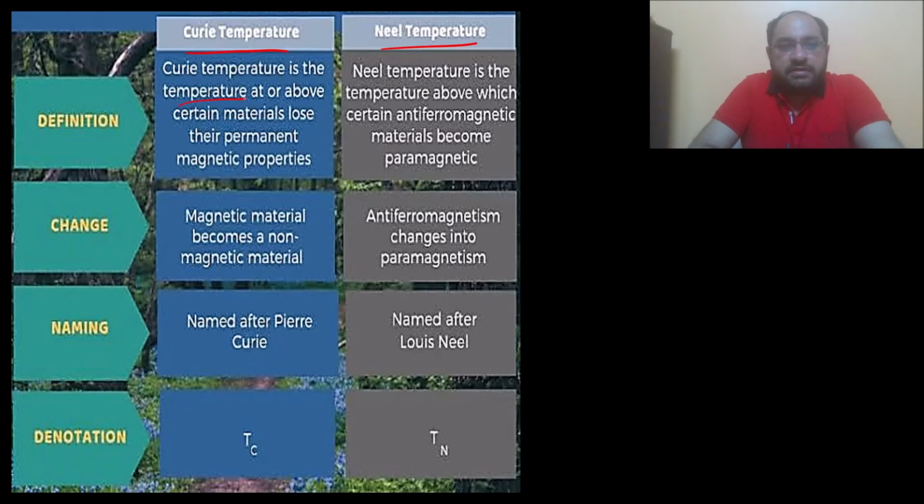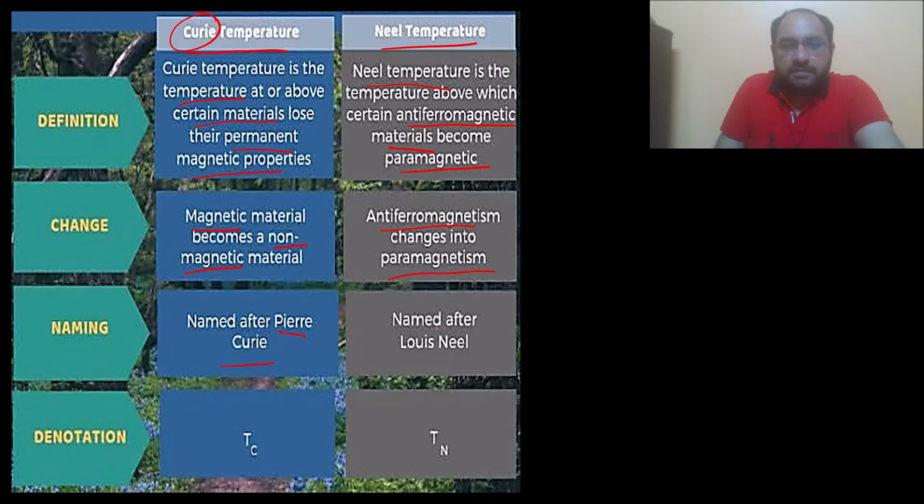Curie temperature is the temperature at or above which certain materials lose their magnetic properties. And Néel temperature is the one where an antiferromagnetic material becomes paramagnetic. Okay, a magnetic material becomes non-magnetic in the case of Curie temperature, and antiferromagnetism becomes paramagnetism in the case of Néel temperature.